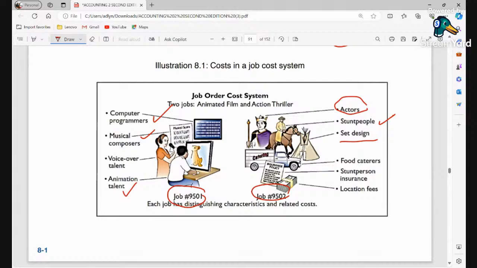And when there are humans, of course there is food, so you need food caterers, and stunt persons must have insurance. And when we use a rented location, we need to pay fees for that, so that is also included in the costing for the action trailer. So as you can see here, it's two different films, but with two different costings. This is what we call job order costing, because one is for producing an animation film, and the second one is for producing an action thriller movie.